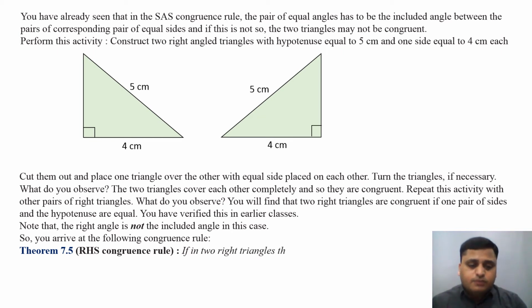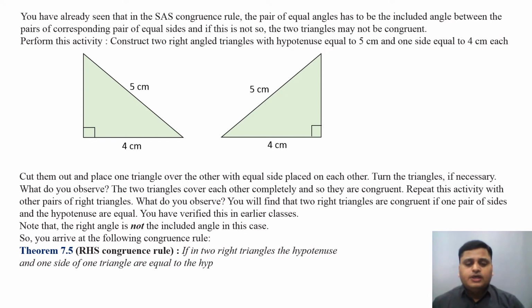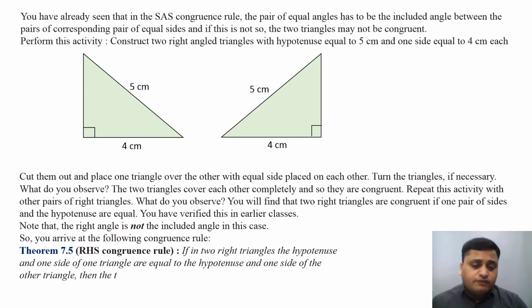It means one angle must be a right angle, then one side will be the hypotenuse, and another side can be anyone, either base or altitude. So if in two right angle triangles, the hypotenuse and one side of one triangle are equal to the hypotenuse and one side of another triangle, then we can say that these two triangles are congruent. This is a very important theorem that we have done right now. After this we will do applications.